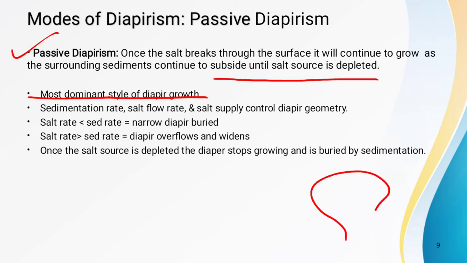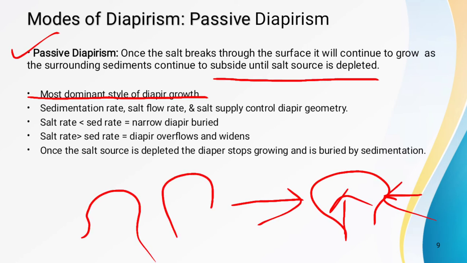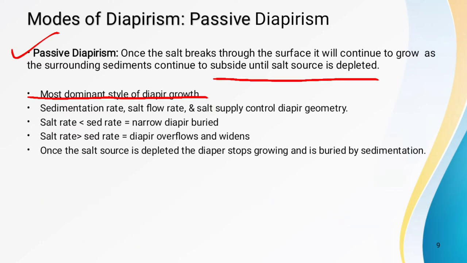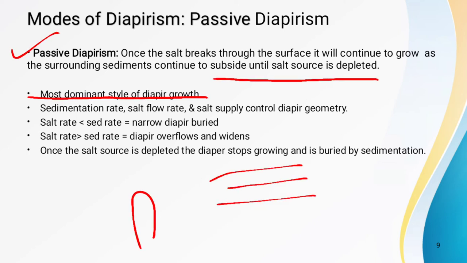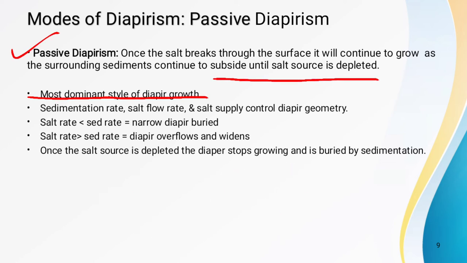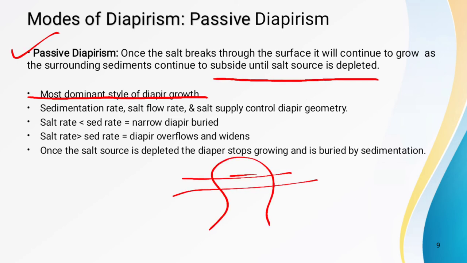So how is the diapir shaped, and why? Because of the sedimentation rate, salt flow rate and salt supply, how big it will be and how high it can get all depend on the salt flow rate and salt supply, and so this is the importance. If the salt rate is less than the sedimentation rate, you get a narrow diapir. If the salt rate exceeds the sedimentation rate, then it will grow.